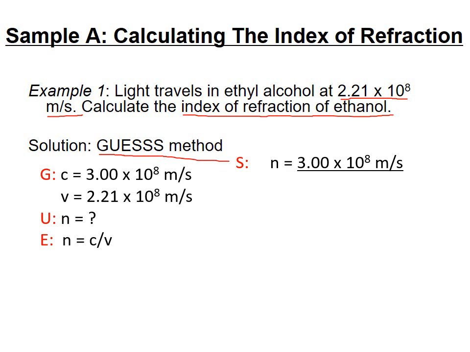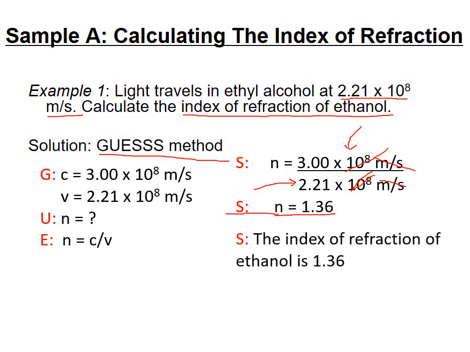The first S is really our solving. So we're going to do N is equal to C, which is 3.0 times 10 to the power of 8, divided by our V, which is 2.21 times 10 to the power of 8 meters per second. Those are going to cross out because it's one over the other. Because you have 10 to the power of 8 and 10 to the power of 8, those cross out as well. And all you're really doing is 3 divided by 2.21. And that will give you 1.36. So your index of refraction, your solution, is that it's 1.36. So the third S in GUESS really stands for statement. So our statement is that the index of refraction of ethanol or ethyl alcohol is 1.36.